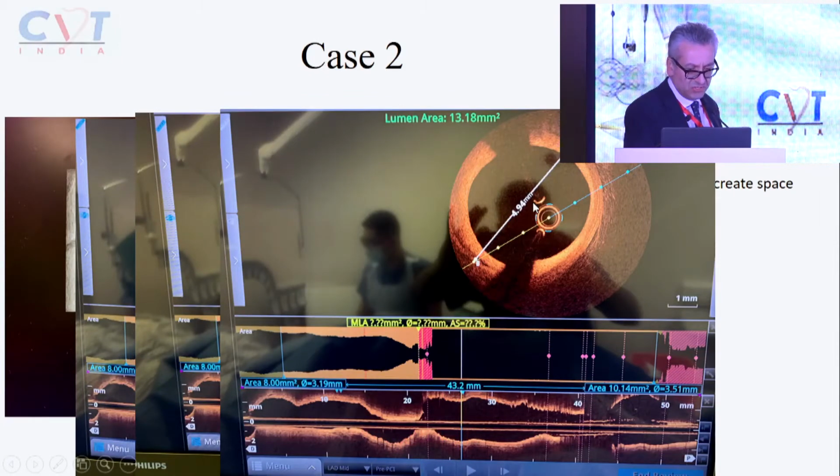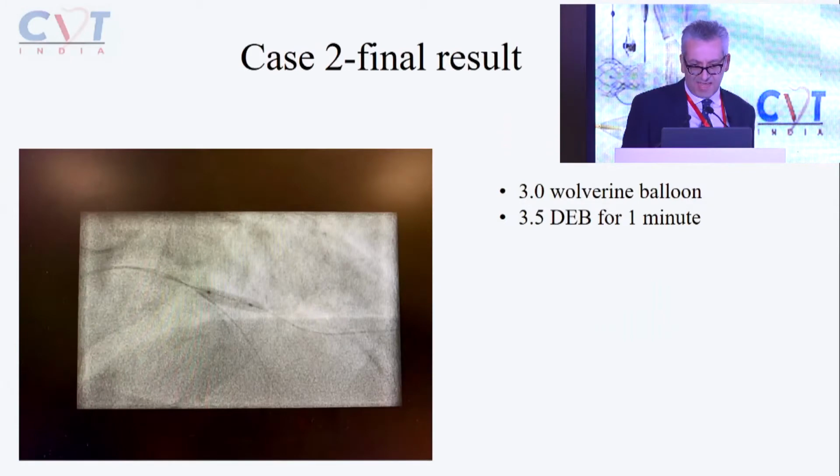Of course, you could use a diagonal to LAD approach. You can then do a KISS. You can use a 2-stent strategy. But I want to also show you that you don't need to use a stent in these sorts of cases. And what I elected to do was use a 3.0 Wolverine cutting balloon and then a 3.5 drug-eluting balloon for a minute in this case.